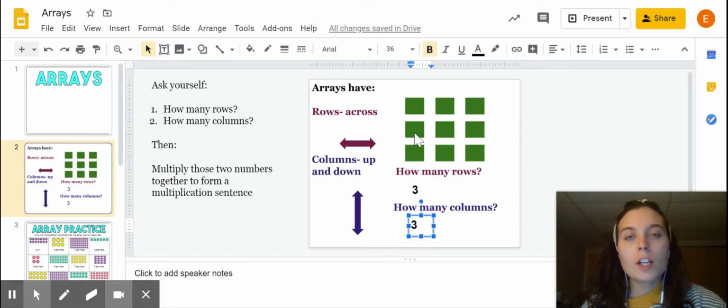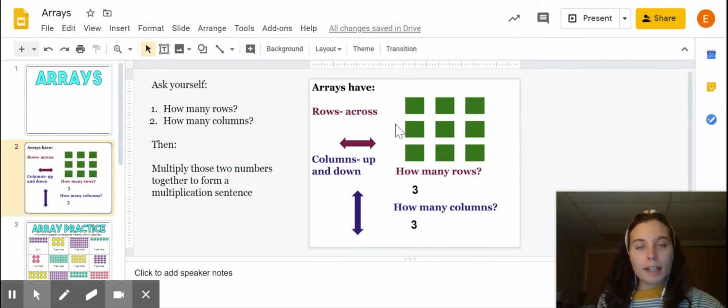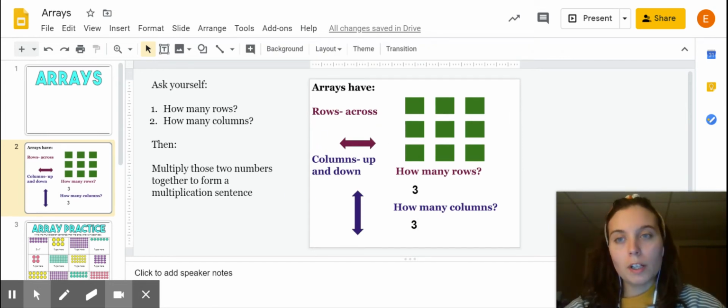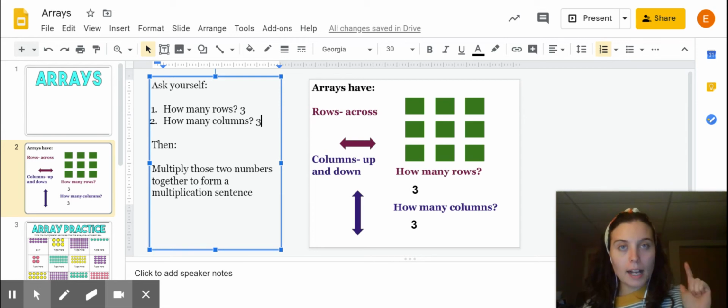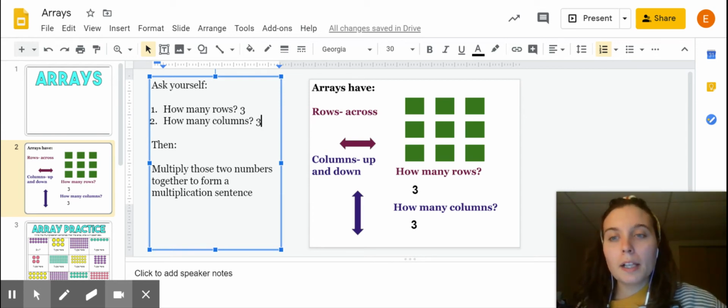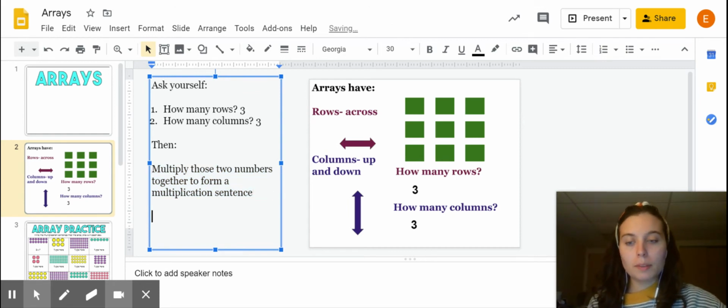Now, how do we make this connected to multiplication? Well, if you look over here, this is how you figure out a multiplication sentence based on an array. First, you have to ask yourself how many rows, which we already know the answer to. The answer was 3. And how many columns? We also already figured that out. The answer to that was 3. Then, once you know how many columns and how many rows, you multiply those two numbers together to form a multiplication sentence. So our multiplication sentence would be 3 times 3.